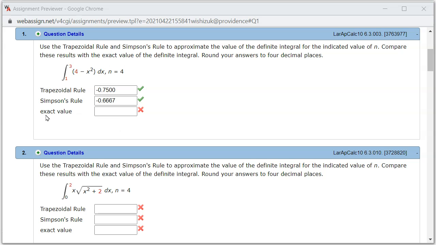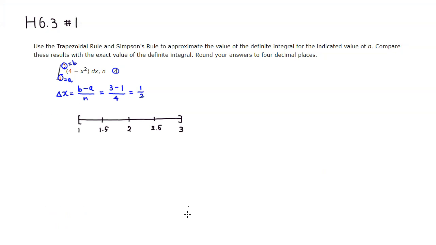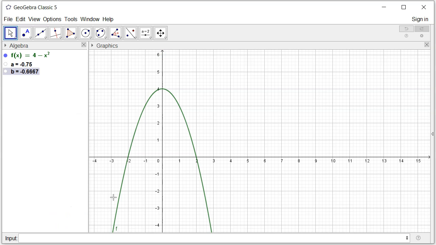Then we just need to find the exact value. We can do this by hand, but I'm going to use GeoGebra here. So open up GeoGebra. We can simply integrate, or integral, maybe I should say. I'll choose the third one here. The function is f, which we already know, going from 1 to 3. Hit enter. You can see that we got negative 0.6667.